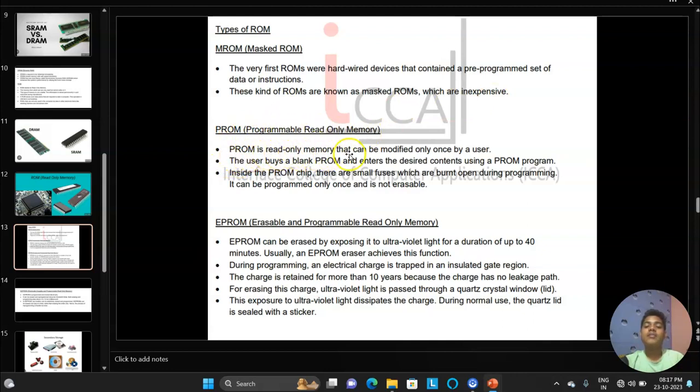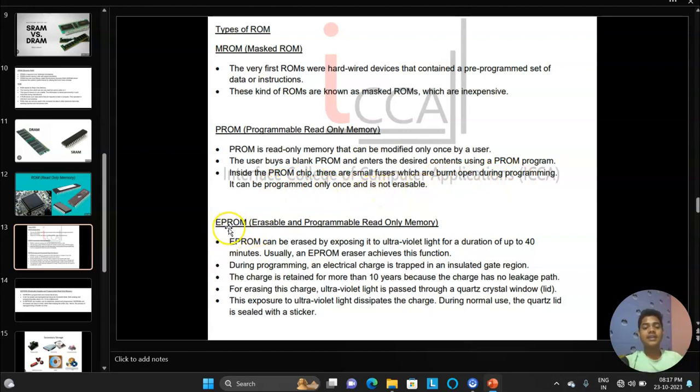PROM is a read-only memory that can be modified only once by the user. The user buys a blank PROM and enters the desired content using a PROM programmer. Inside the PROM chip, there are small fuses which are burnt open during programming. It can be programmed only once and is not erasable.